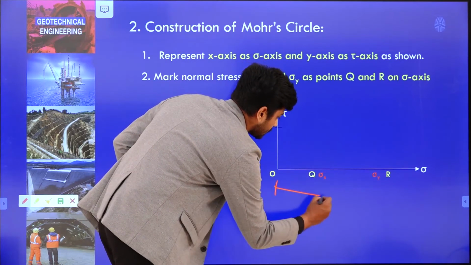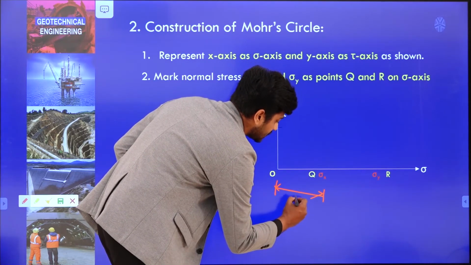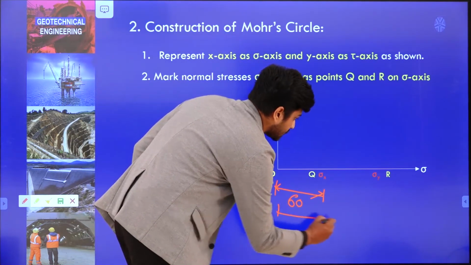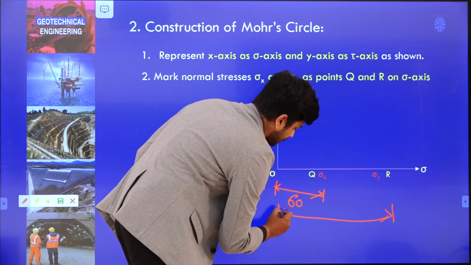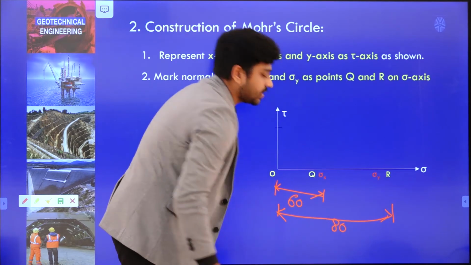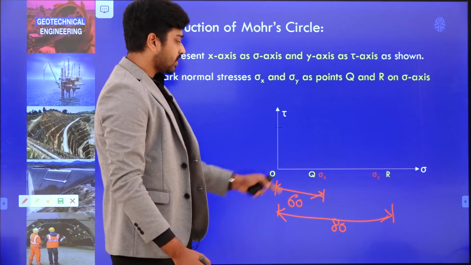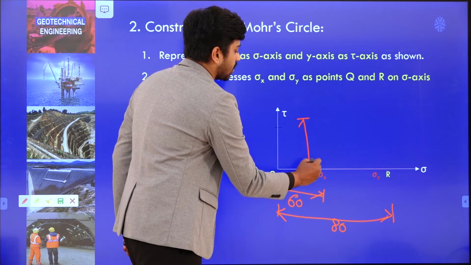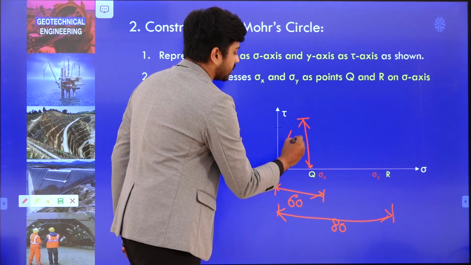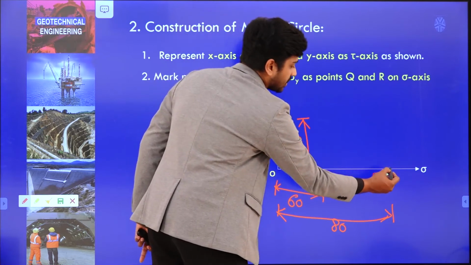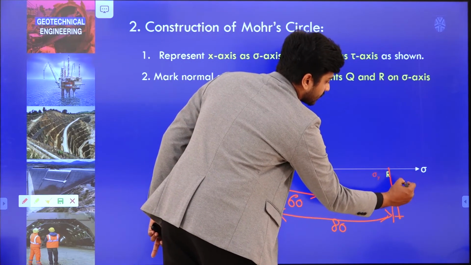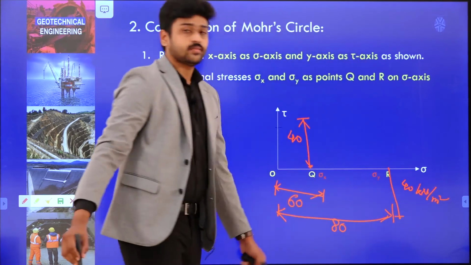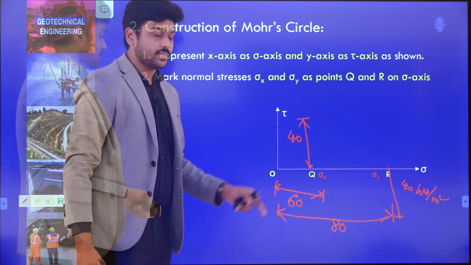Let us say, as per our previous question, this is 60 kilonewton per meter square and this, till R, is 80 kilonewton per meter square. Then what we have to do, we have to mark the shear stress also. Along the point Q, this is how much? 40 kilonewton per meter square. Similarly, drop down at this particular point, how much? 40 kilonewton per meter square. Okay. So, we have to represent this in this way now.